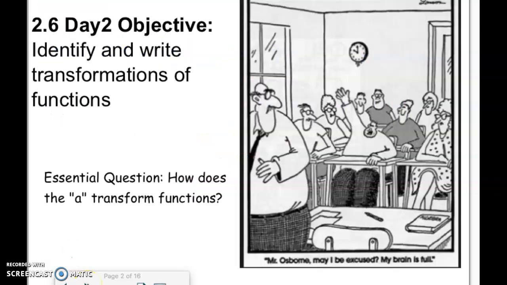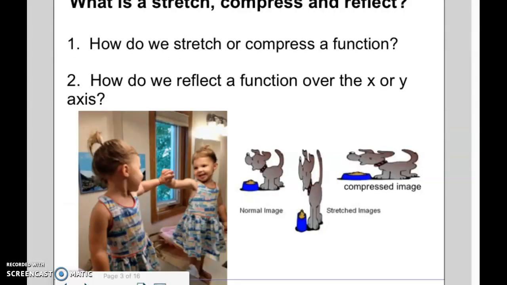We're going to look at a couple more transformations, and it's what does the letter out front of it do? So your a. So in f of x equals a x squared, what does the a do out front? All right. A stretch and compress.